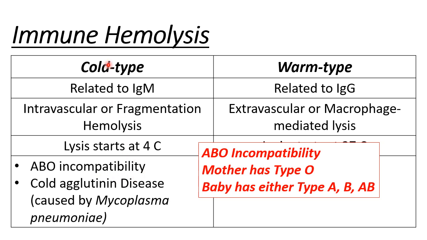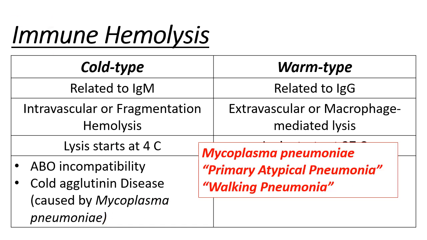Okay? The next example for cold type is cold agglutinin disease caused by your bacteria called Mycoplasma pneumoniae. Recall natin back in bacteriology, ano ang diseases associated with Mycoplasma pneumoniae? It is associated with primary atypical pneumonia or walking pneumonia.